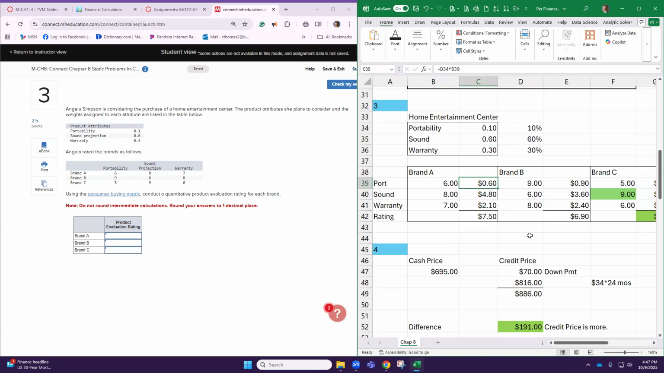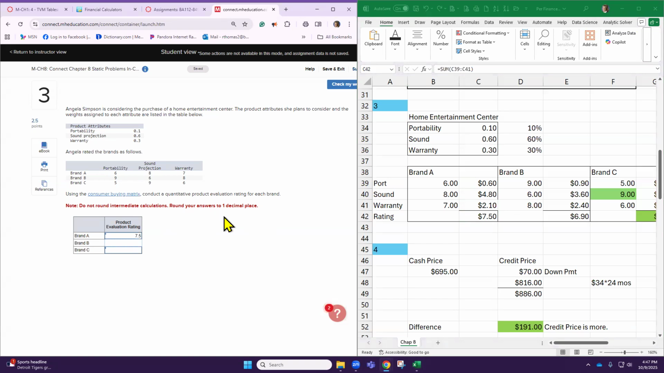Okay, let's go with a value. So the value, we want to pick the brand that produces the largest value of entertainment center. All right. So we take 6 times 0.10, you get 0.60. You take 8 times 0.60, you get 4.80. And 7 times 0.3, you get 2.10. And you add all those together. So then the rating is 7.50.